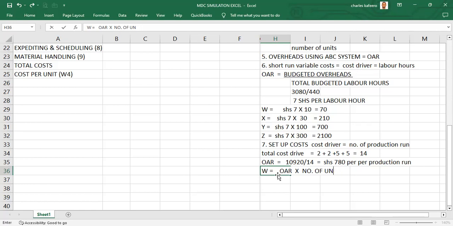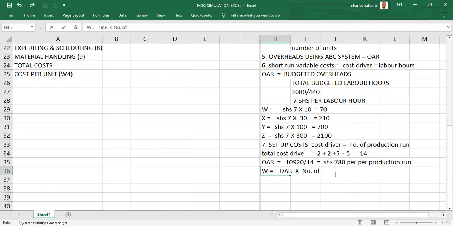No, sorry, number of production run, not units. It's supposed to be production run, because the cost, the 780, is per production run. It means for product W we had only 2 production runs. So it means it will be 2 times the cost per production run.